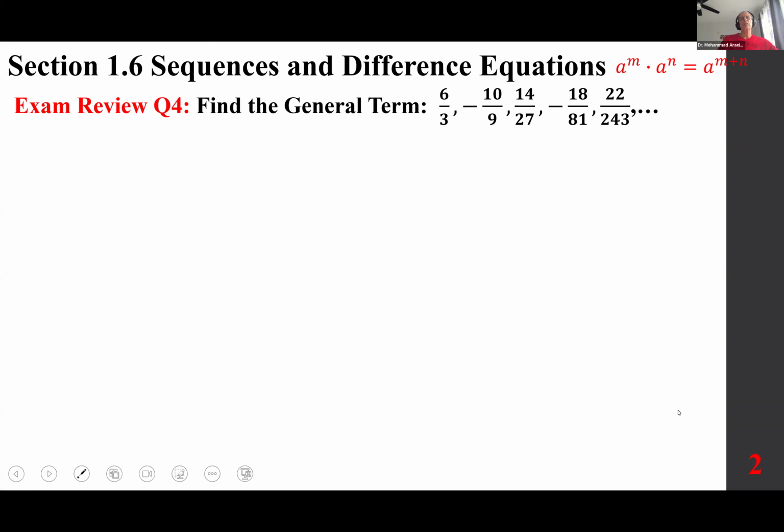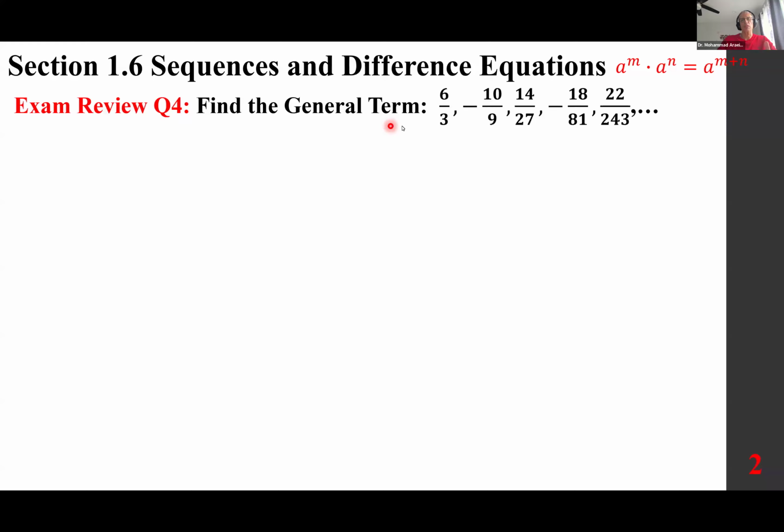All right, we're going to look at some of the examples that we've seen before and some of the examples from the exam review that can be found under the modules of Canvas exam 1 module. So here's one example of that. So we want to find the general terms.